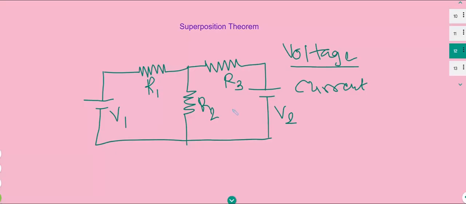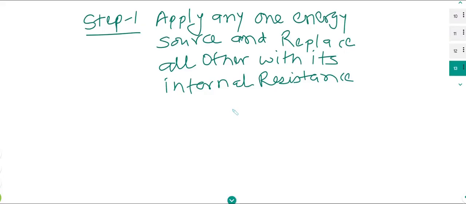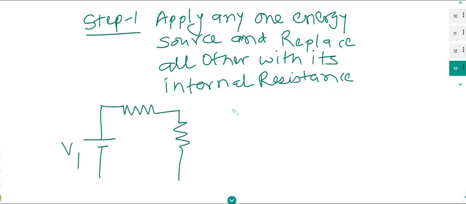So this is the circuit. You can apply the sources one by one. There are two energy sources, so I will apply V1 first. Whenever we are applying one energy source, this is V1, I have applied V1, R1, R2 and R3. You have to replace all other energy sources with their internal resistance.